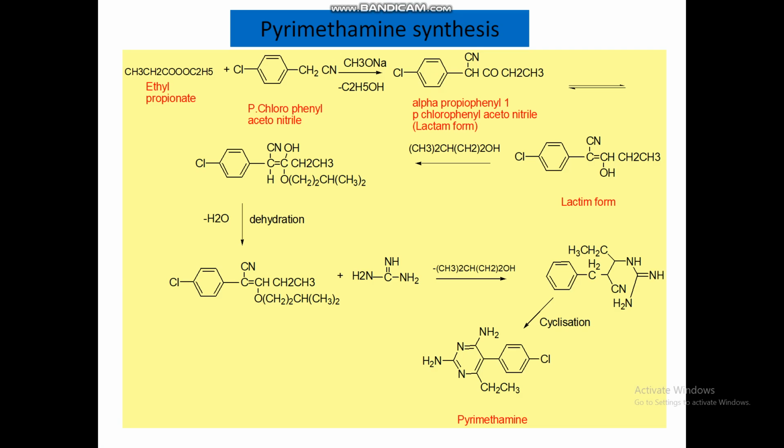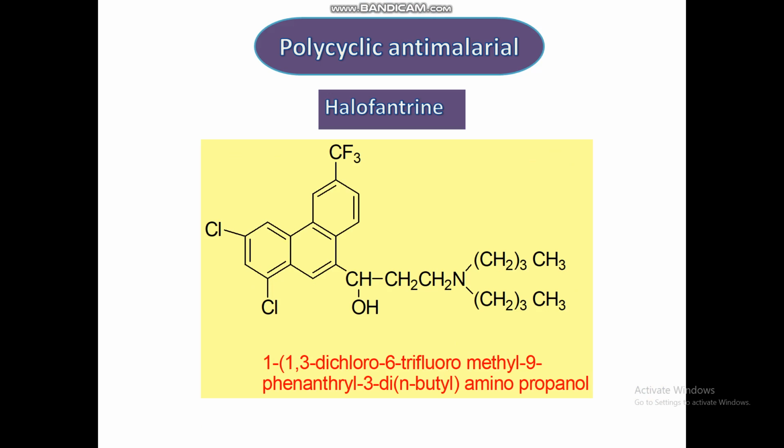Okay, pyrimethamine is also used as a suppressive prophylactic for the prevention of severe attack due to malarial parasites. Polycyclic antimalarial drugs. Next, halofantrine. Halofantrine is a drug used to treat malaria. Its structure contains a substituted phenanthrene. Phenanthrene derivatives. Substituted phenanthrene is related to the antimalarial drugs quinine and lumefantrine.